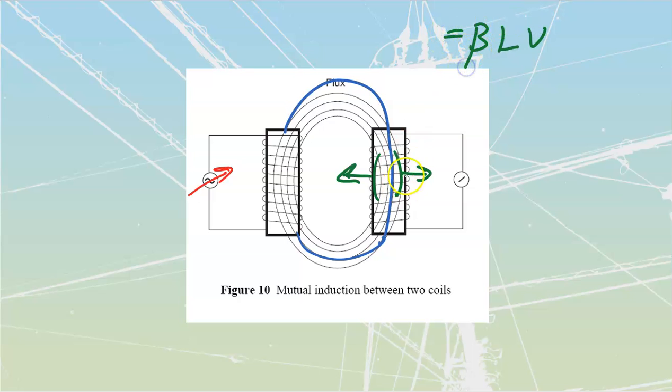I'm going to have a flux density. That's going to be the flux itself. I've got a length of wire. It's coiled around here. I'm going to have velocity, how quickly that flux density is going to be moving out of this.